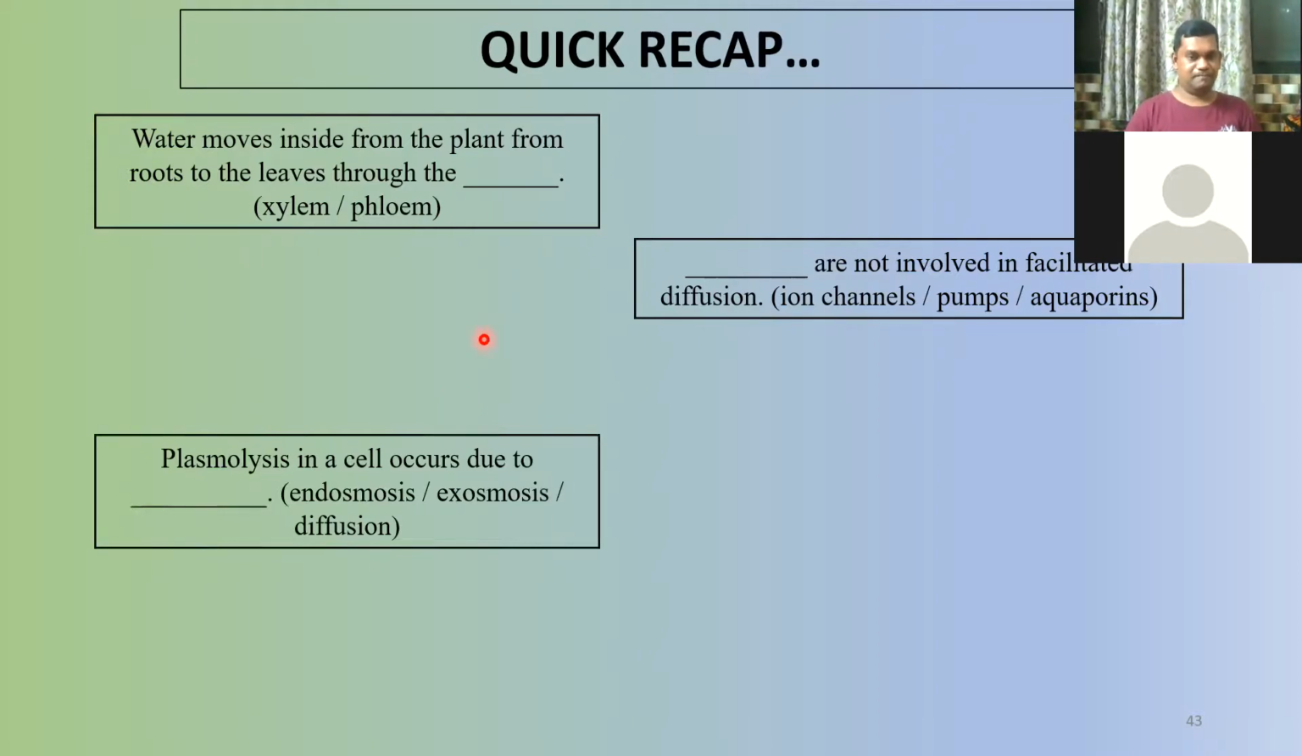Plasmolysis in a cell occurs due to endosmosis, exosmosis, or diffusion. Exosmosis; pronounce it properly. Wait one second. What is the difference between endo and exo? I know the answer. One second, sir.